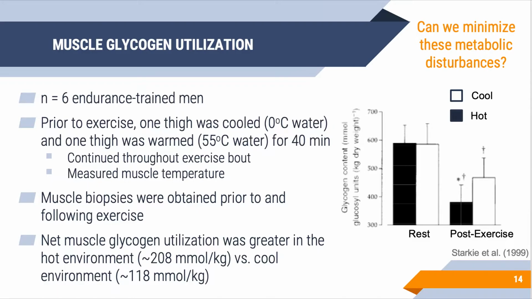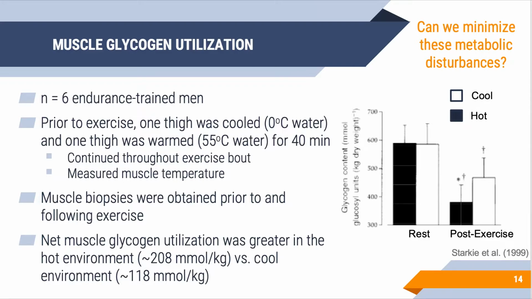So they had this suit around the body, running cool water through it, 0 degrees C, and the other leg had warm water running through it, about 55 degrees C. And this was done for 40 minutes prior to that exercise bout. They also continued to run these different water temperatures over the legs for the exercise bout as well. Their control check to show that one was a hot condition and one was a cool condition was measuring muscle temperature. They also took muscle biopsies prior to and following the exercise bout.